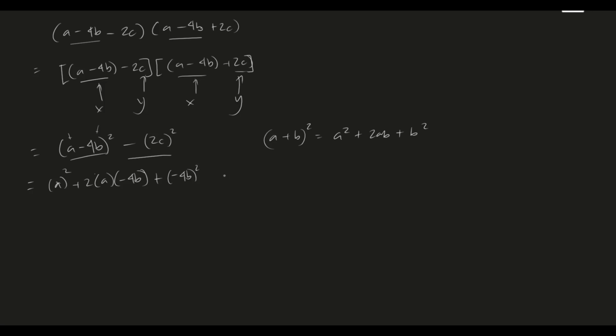And let's just copy this one. So we have negative 2c close quantity squared. So let's simplify. A squared is a squared. 2 times a is 2a, and 2a times negative 4b is positive times negative is negative. So 4 times 2 is 8. So we have negative 8ab. Also for negative 4b close quantity squared, negative raised to the squared is positive. So 4 squared is 16. So we have positive 16, and b squared is b squared. So we have negative 16b squared minus 2 squared is 4. We have c squared. So 4c squared. So this will be your final answer.